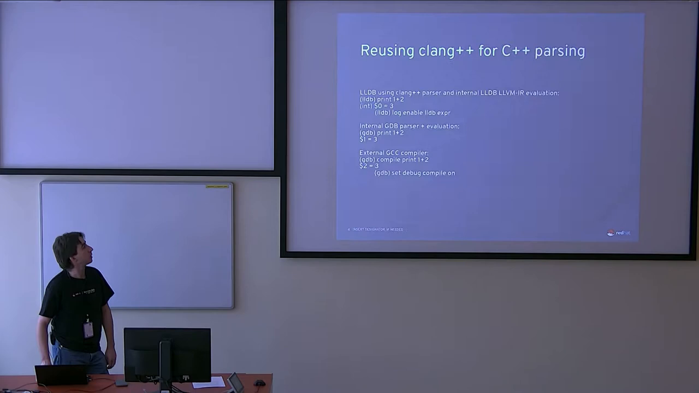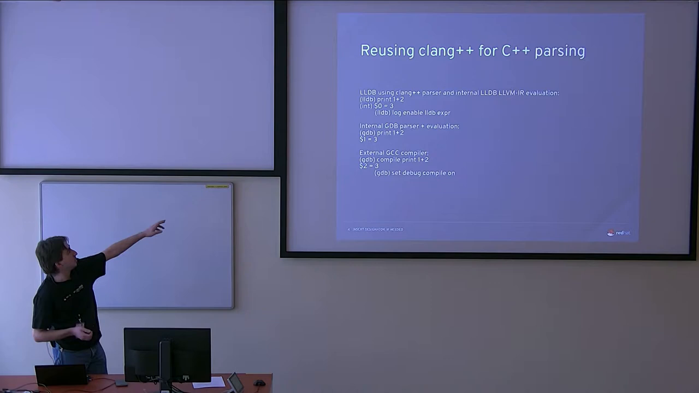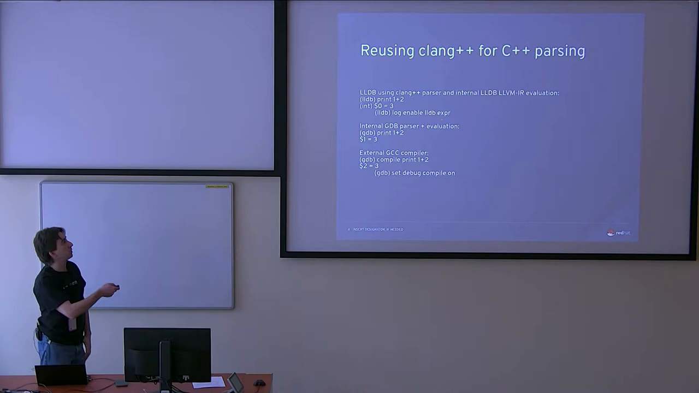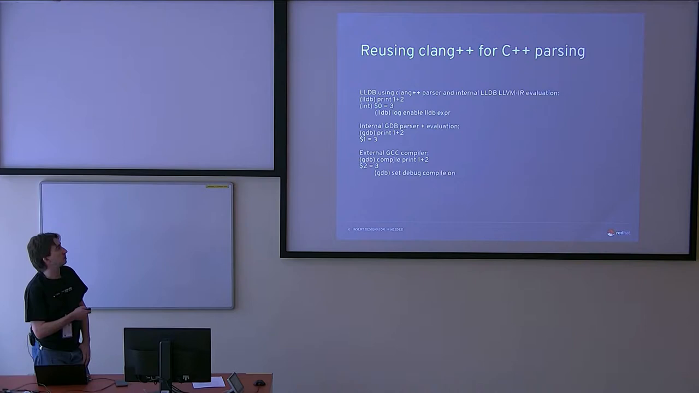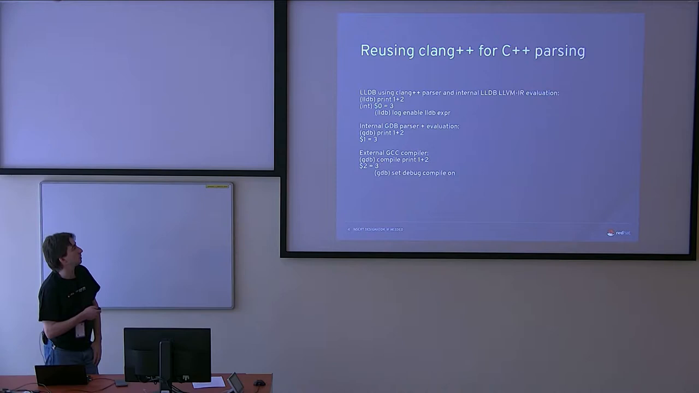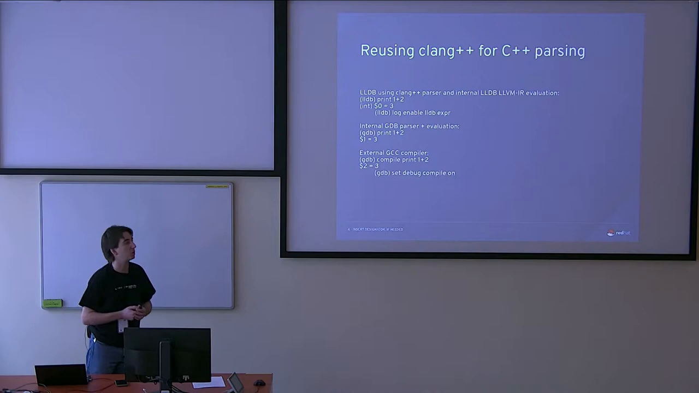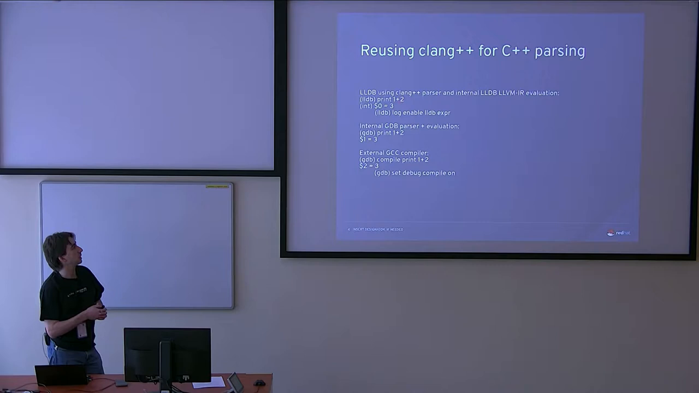Just to have the idea, in GDB, when you print an expression, it is completely internal to GDB. GDB will parse it and even evaluate it internally. Now there exists a compile expression extension of GDB, which works the same way as LLDB, so it will create some C source code, for GCC in this case and for clang in this case, and it will get compiled and evaluated, and here you can have much richer expressions.